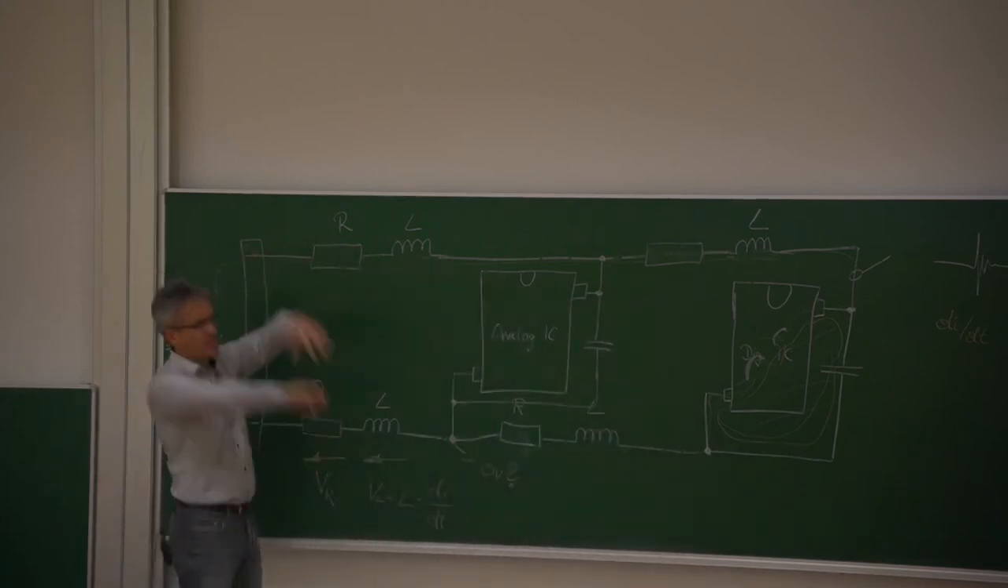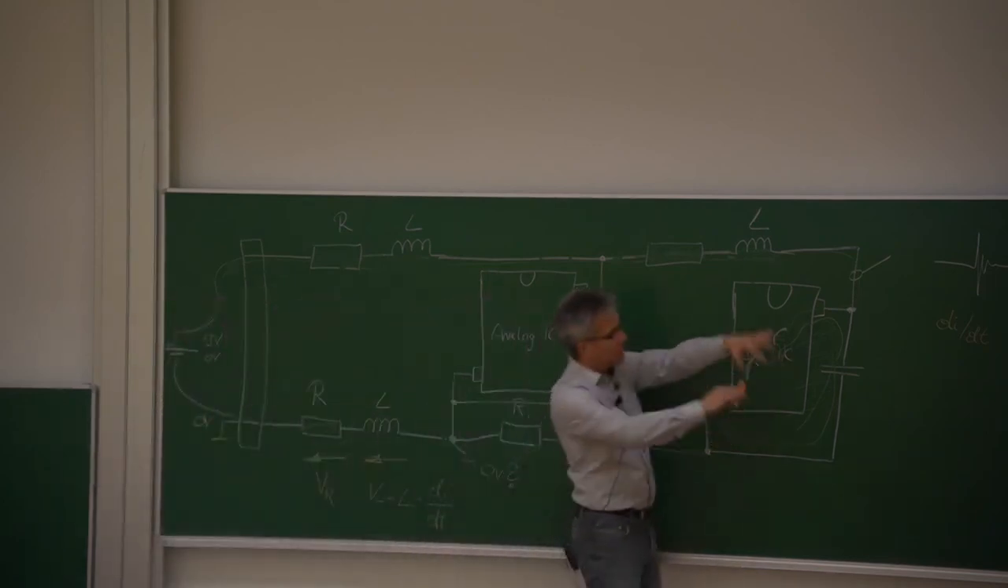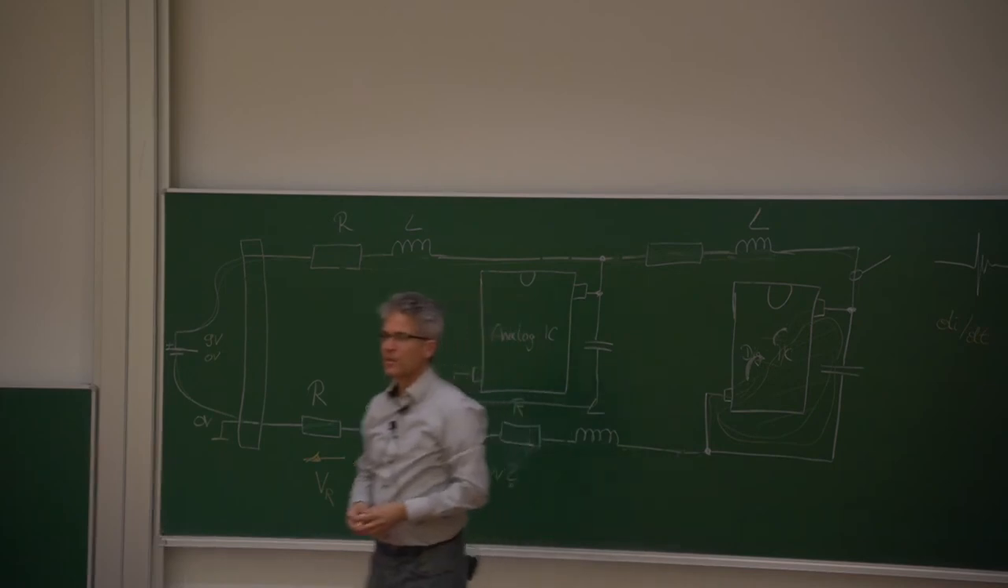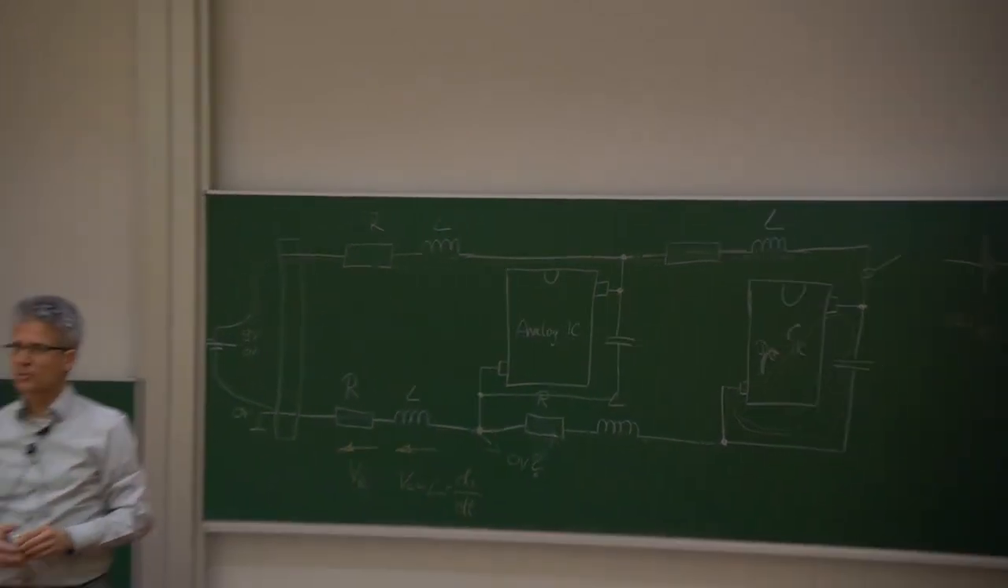Big loop area, big magnetic field coupling out. So here we have a small loop area, a smaller magnetic field that is coupling out. Okay, so the decoupling capacitor definitely helps and should be placed as close as possible. Other things?